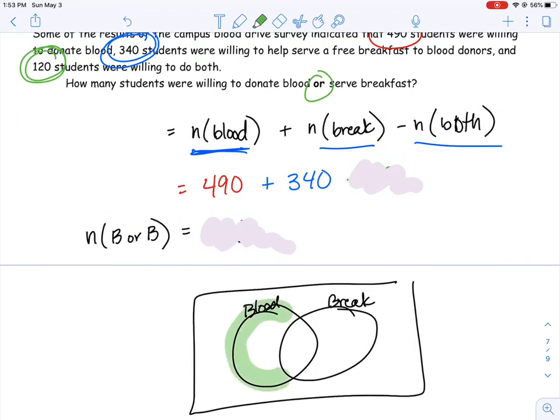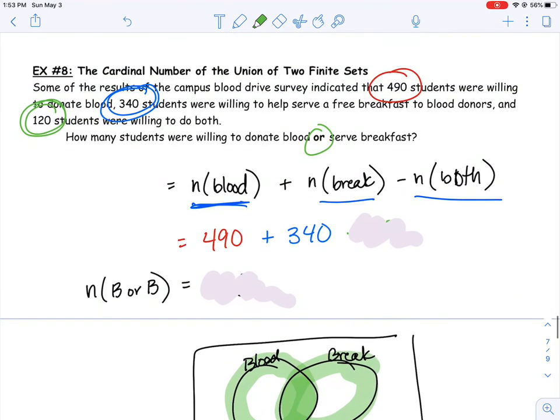We included all of those people that were willing to donate blood and all of the people that were willing to serve breakfast. But do you notice that I just overlapped them twice? I included those people twice. And so we are not going to get an accurate count if we just take the 490 plus the 340. We've got to subtract off the amount that's in their overlap, the 120, because we've included those students twice. So a more accurate answer to the number of students willing to either donate blood or serve breakfast would be 710, subtracting off that 120.